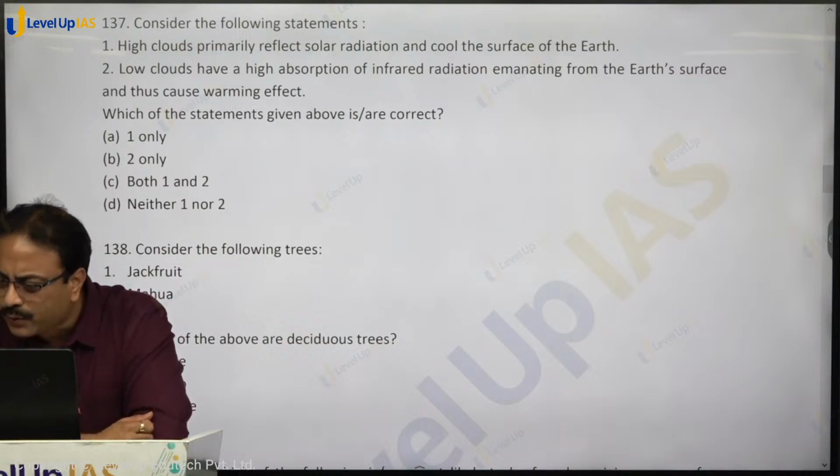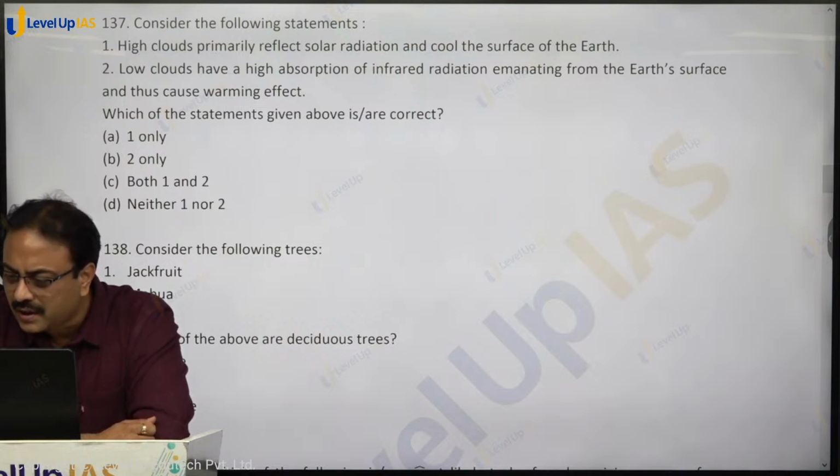Infrared has maximum frequency? Ultraviolet has maximum frequency. Infrared will have maximum wavelength.